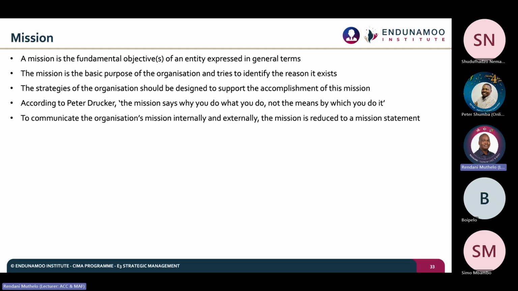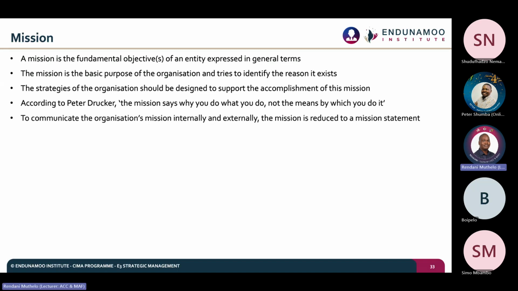So therefore, in our rational model of strategy, when we are busy evaluating strategies, we'll need to assess them against the mission. And that's why bullet point number 3 is so significant. When we talk about evaluating strategies, you cannot forget the mission of the company.